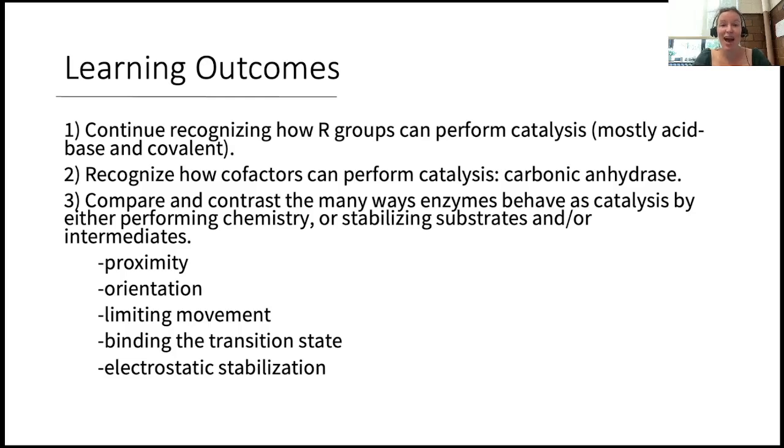Today, we will see how cofactors can participate in the catalysis with a mechanism from carbonic anhydrase. Finally, we are going to pull together all of what we have learned today and compare and contrast the many ways enzymes behave as catalysts.